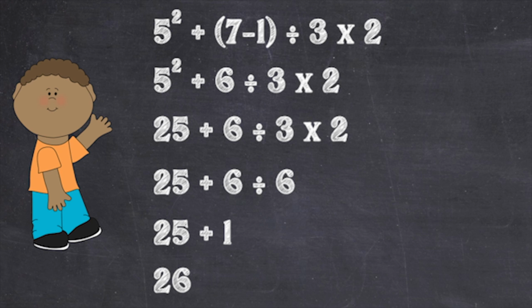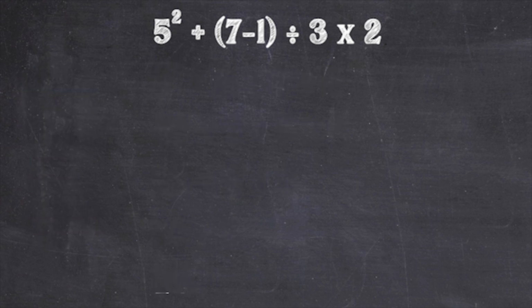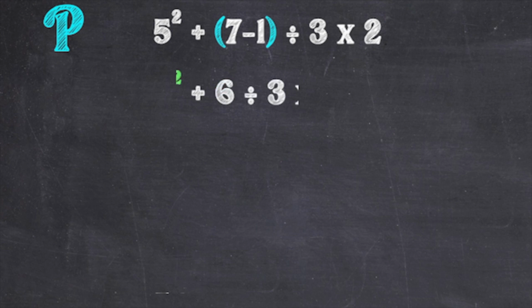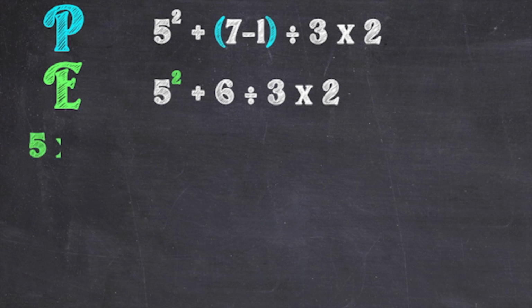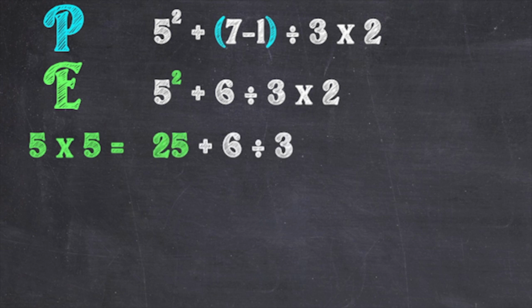Let's check Chris's work to see if he got the right answer by doing the problem ourselves and comparing our steps. Let's start by simplifying any expression inside parentheses first. We can see 7 minus 1 in parentheses, so let's simplify that first. We get 6, so let's write that down. Moving on to the exponent step, we can see we have 5 squared. That's 5 times 5, which is 25, so we can write that down.